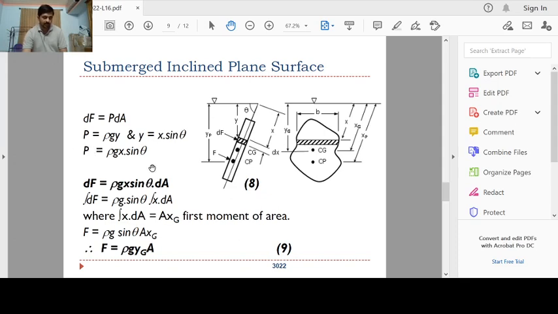The total pressure is evaluated to be rho g yg into A. Rho g A yg is the total pressure, which is similar to that of the vertical surface, but we should note that yg here is the vertical distance from the free surface to the center of gravity. Again, all this theta, everything is taken into consideration. Finally, you will get F equal to rho g yg A.